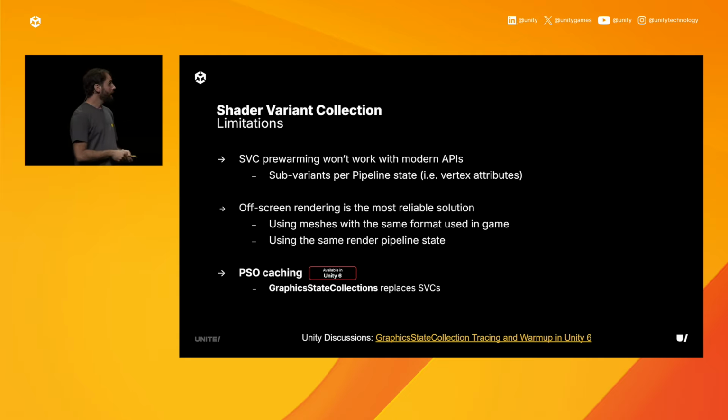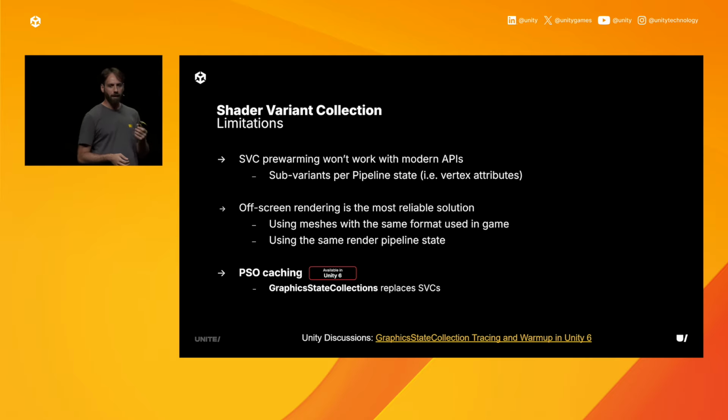So the most reliable way to pre-warm shaders in these APIs, as of Unity 2022 and before, is essentially rendering some mesh that uses the same vertex attribute format, using the exact same URP assets and all the pipeline state that you use normally in your game, but behind a loading screen. So it's kind of manual work, but it should work.